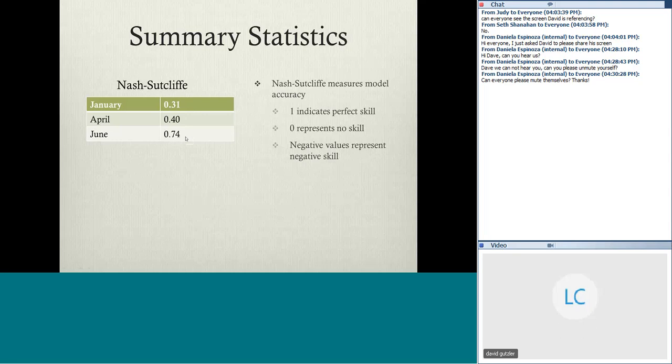That makes sense because by that time, most of the precip has already fallen during the springtime. And so really, we should have very good skill by the time that has happened. But in April, our Nash-Sutcliffe is really only 0.4, so it's not that high.